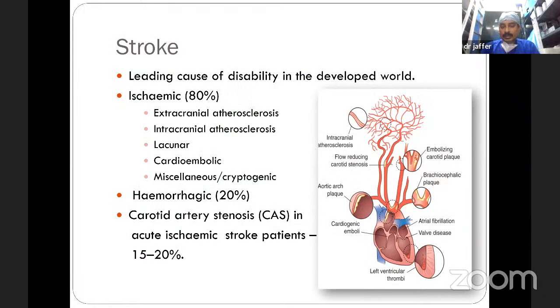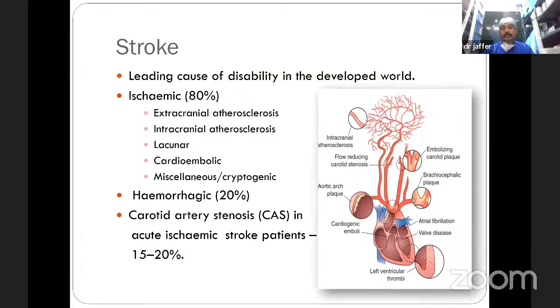As we know, stroke is the leading cause of disability in the developed world, and it can be because of ischemic as well as hemorrhagic causes. Ischemic stroke contributes about 80% of strokes, and hemorrhagic stroke is about 20%. Of the ischemic strokes, extracranial atherosclerosis, intracranial atherosclerosis, lacunar and cardioembolic stroke are the causes. Sometimes we do have cryptogenic stroke also, in the form of PFO, patent foramen ovale, because around 25% of the population has PFO.